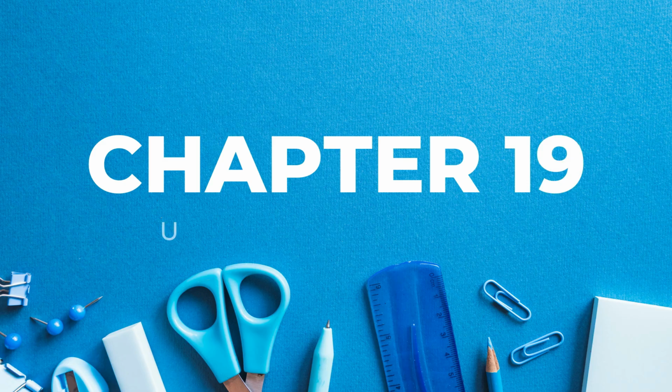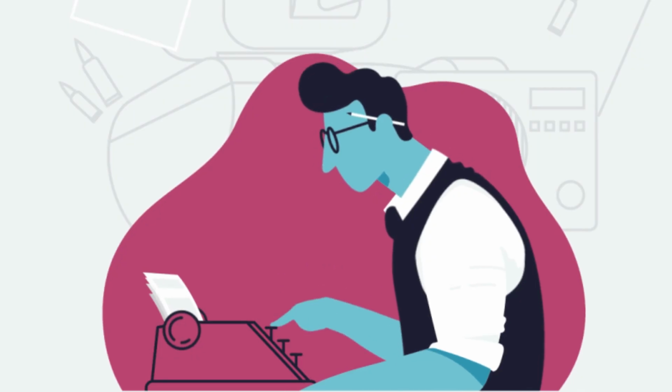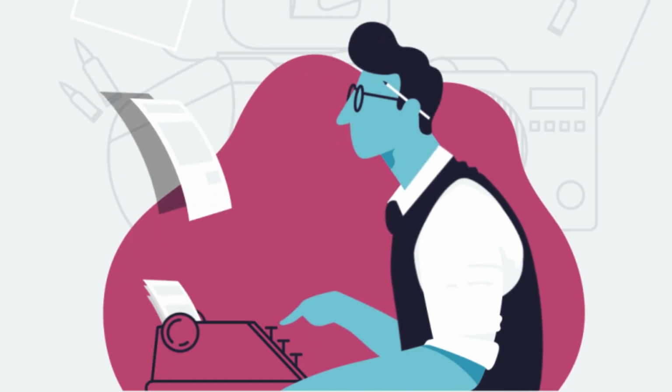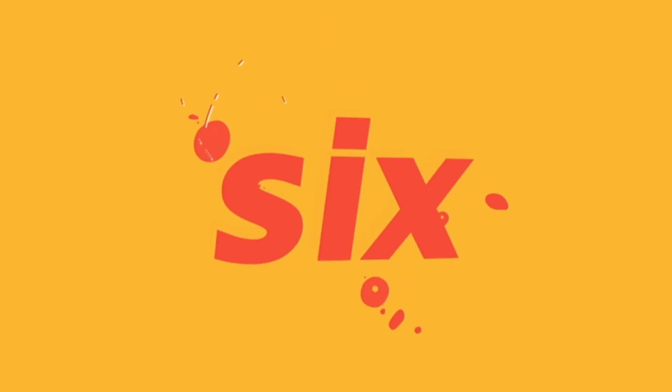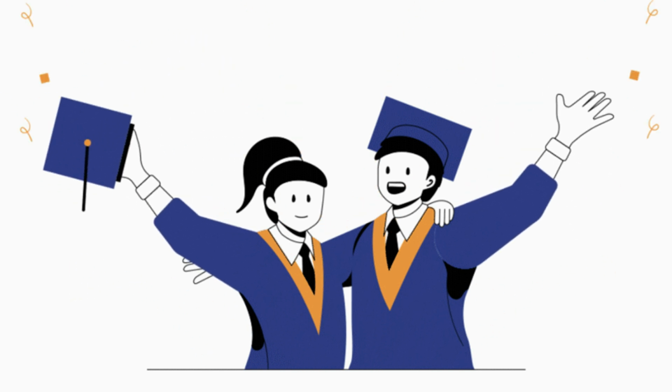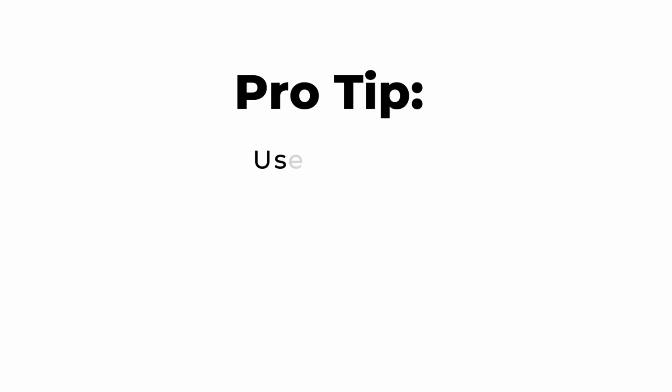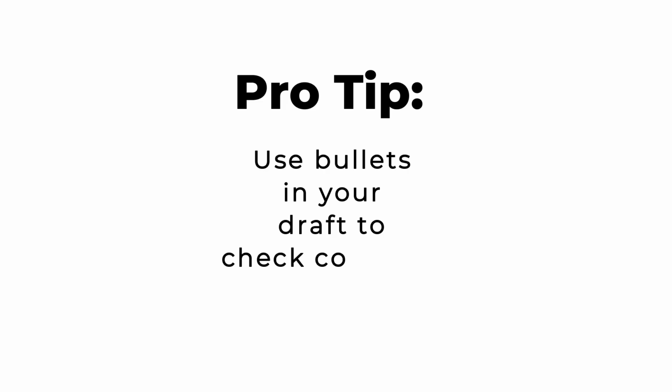Chapter 19. Use the 5W1H technique. Journalists use this trick and it makes abstracts impossible to skip. Answer these quickly: who, what, when, where, why, how. If your abstract touches all 6, you've covered everything that matters. Pro tip: use bullets in your draft to check coverage.